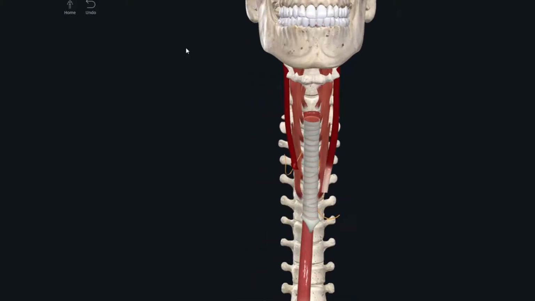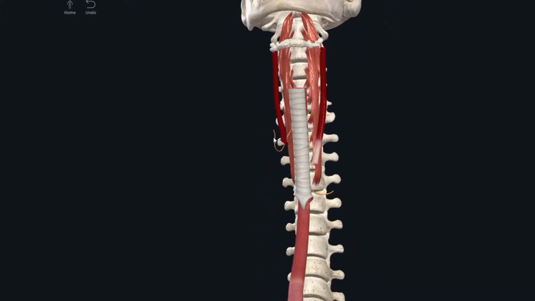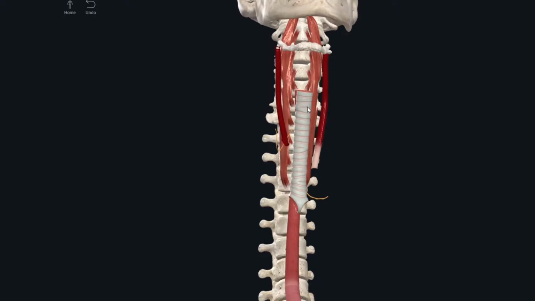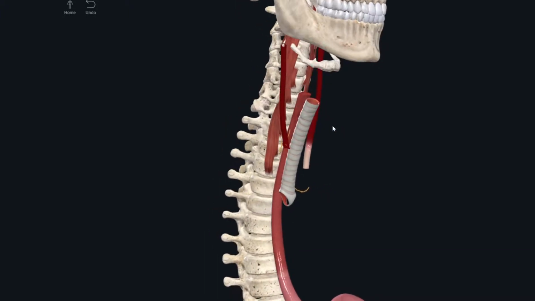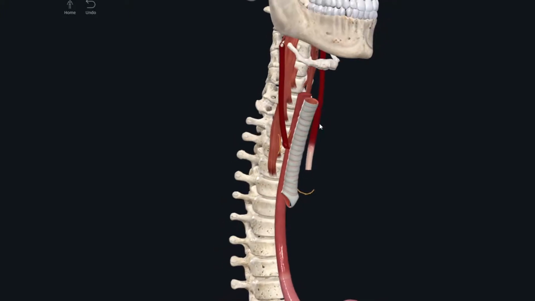Okay, starting again. The first structure that we can see on the anterior side is the trachea. Then laterally we have the recurrent laryngeal nerves. The structures in yellow right here are known as the left and the right laryngeal nerves. And then posterolaterally, to be more precise, we have the left and the right common carotid arteries.